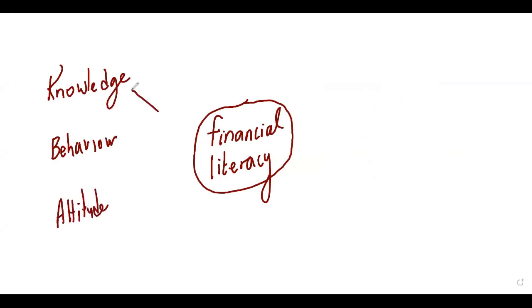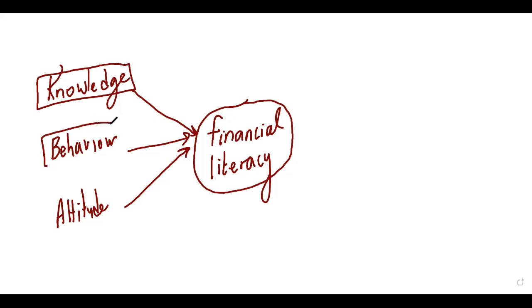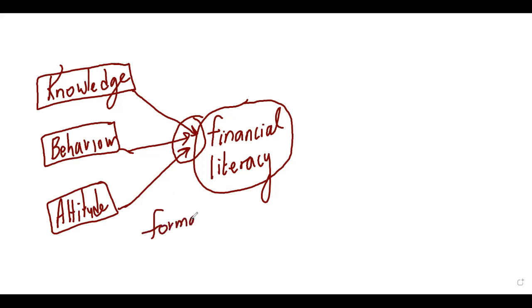So these three things form the financial literacy. Financial literacy consists of three aspects. If you see the structure of the arrow, in this case the arrow is coming from the item and joins the construct, right? So the direction of the arrow is this. So this construct is known as a formative construct.